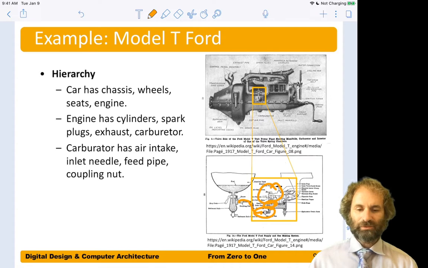So we have reduced from a very complicated object like a car that we can't understand all at once into simpler components such as a nut that we do understand.